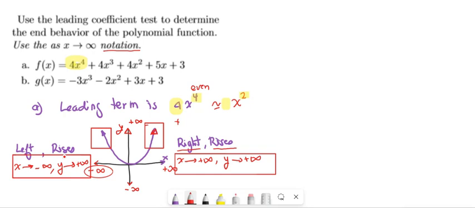Great. So now let's move on to B, and the leading term for B is minus 3x cubed. Obviously we care about the sign of the coefficient of the leading term, which is negative, and as well we care about whether the highest exponent is even or odd, and in this case it is odd. So this is going to behave similarly to minus x cubed.